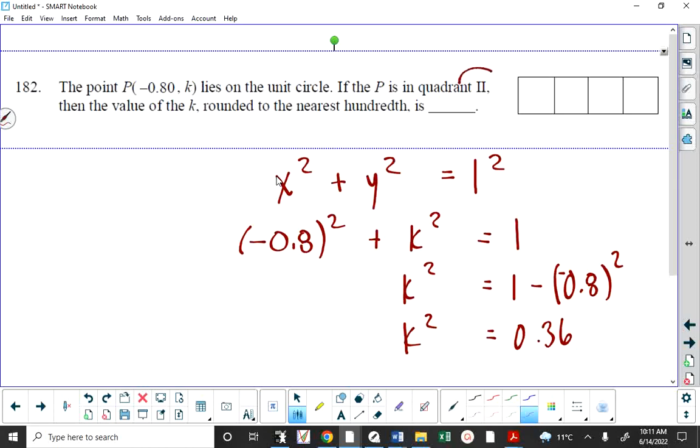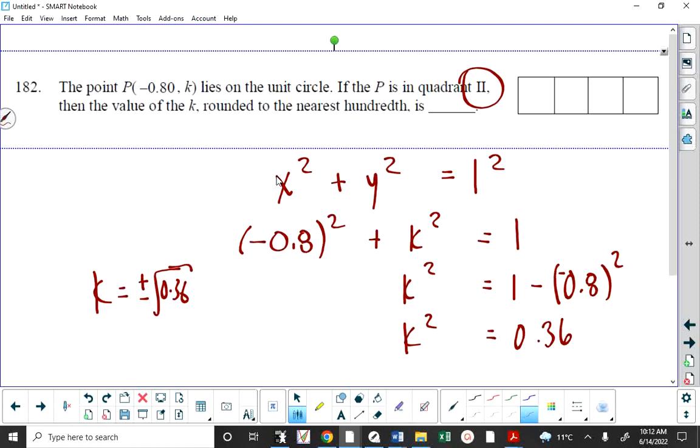There's a reason why you're being told it's in quadrant 2, and it's because if you're not, then you would say plus or minus root 0.36. You'd get 2 solutions, one for quadrant 2 and one for quadrant 4, I guess. No, 3. Is that okay? All right.